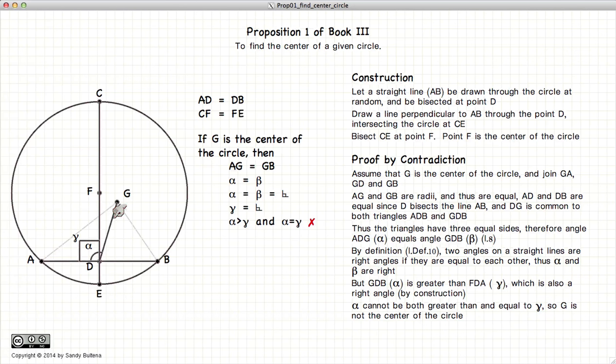Well, it's clear that gamma, or ADF, is less than alpha, which is ADG. But they're both right angles. So we have alpha is greater than gamma, and alpha is equal to gamma, which is a contradiction. So therefore, G is not the center of the circle.